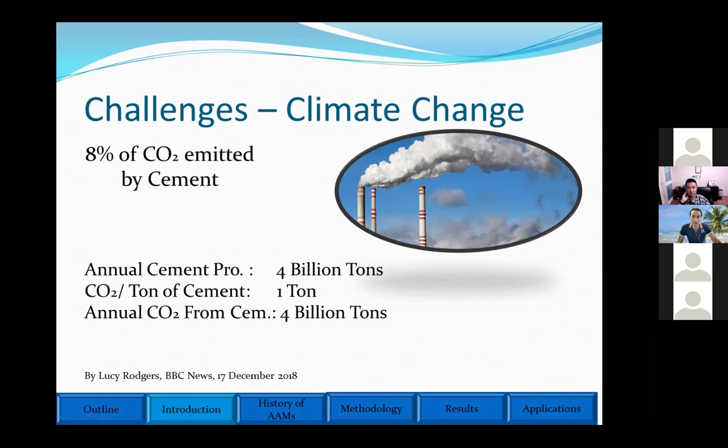If I want to put this in perspective, imagine that all the cement industry gathered in one country. And then we want to rank different countries and see which country is responsible for the environmental pollution more. The first one is China. The second one is the United States of America. And the third one is the cement industry.